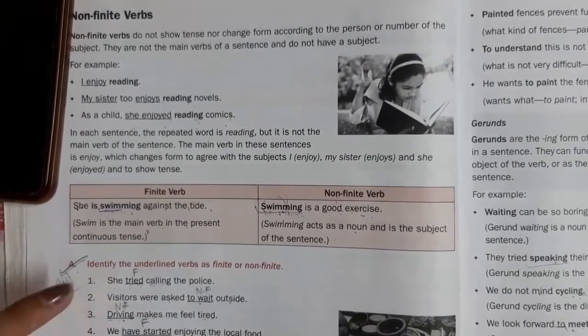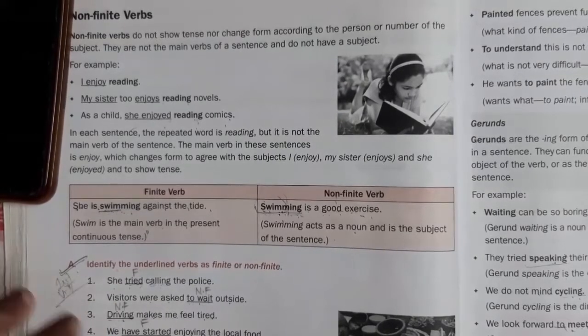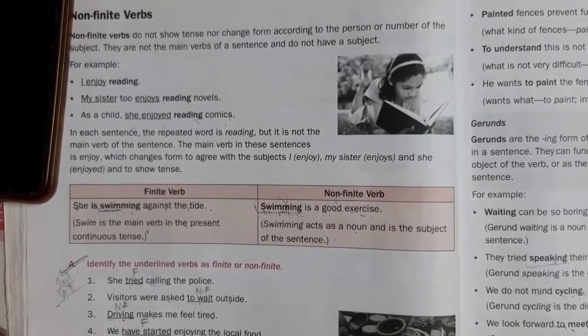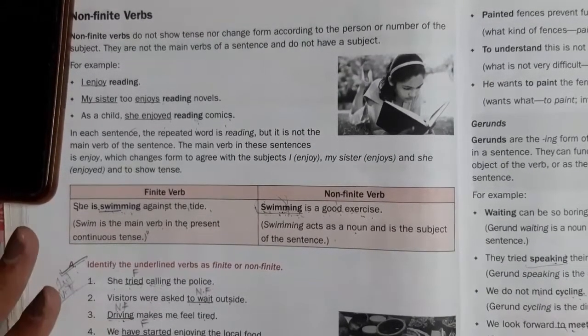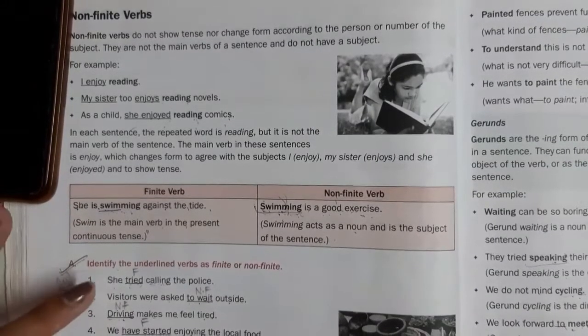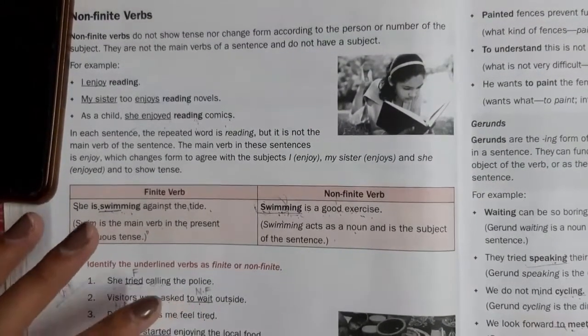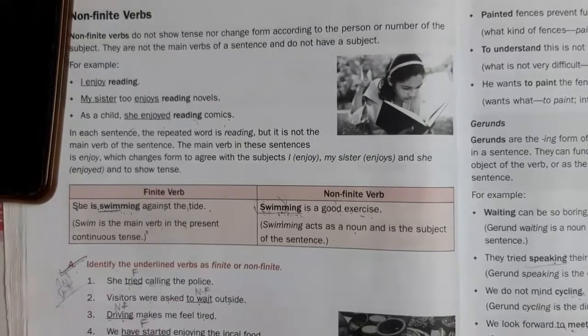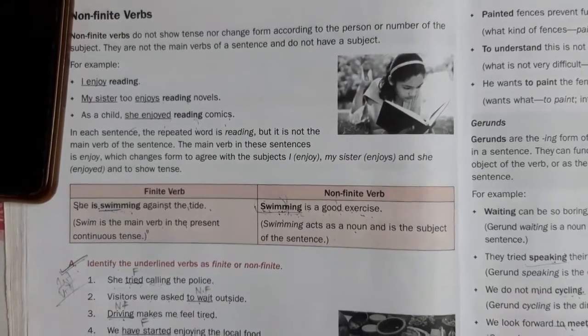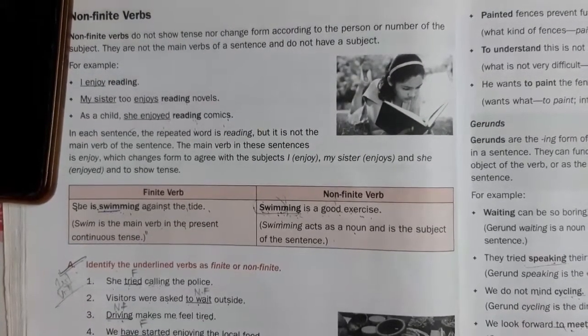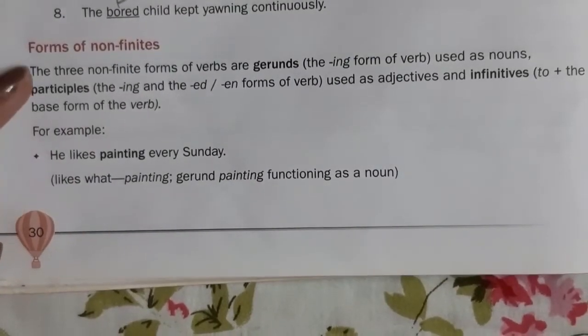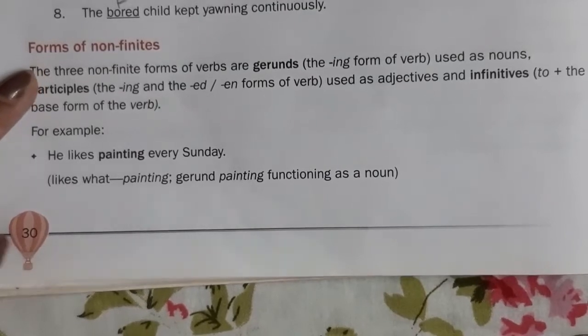About this in detail you will get in the forms of non-finite. So let's discuss the forms of non-finite. There you will clearly understand whatever I explained just now, in a very clear form it is given there. Okay, so let's move to the next. At the very bottom of this page number 30, there is another topic, forms of non-finite verb.